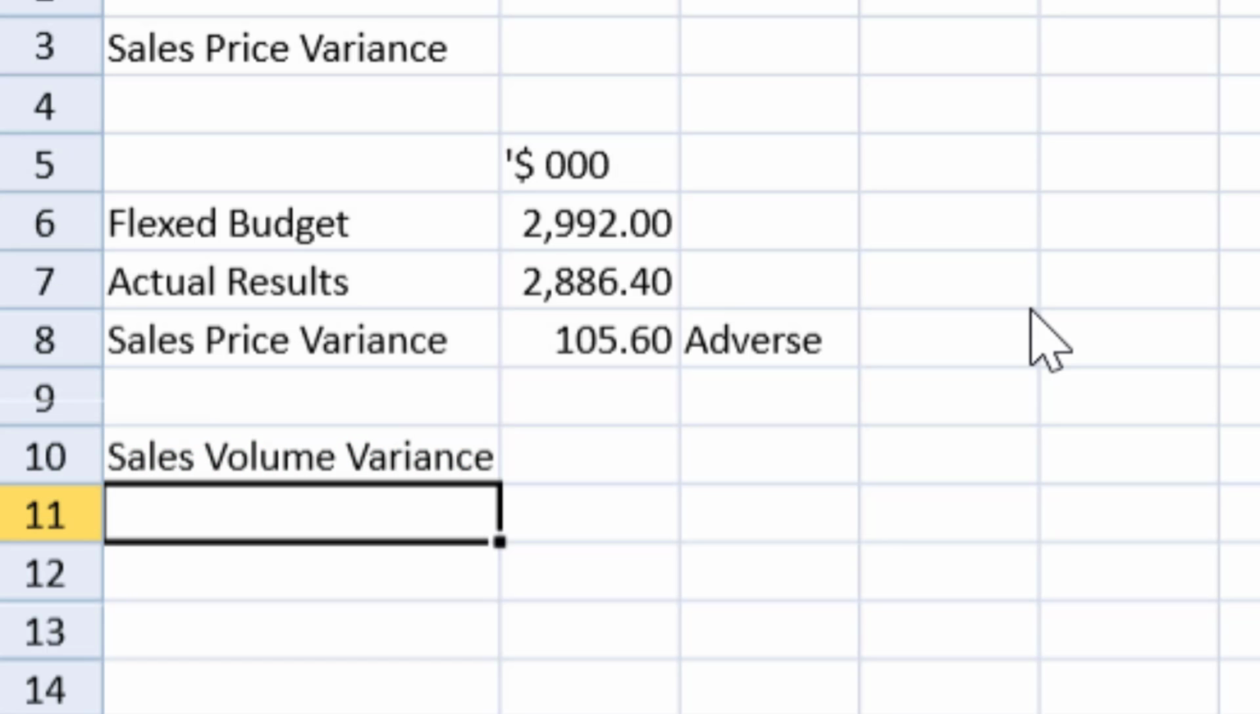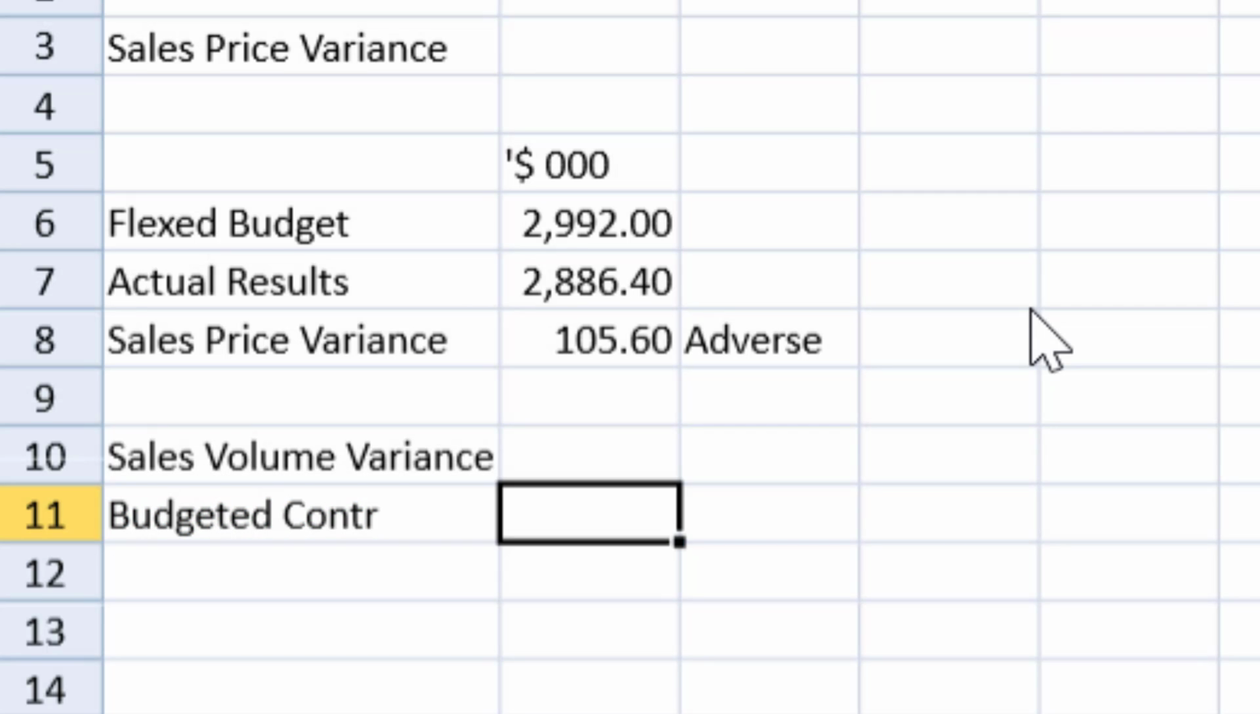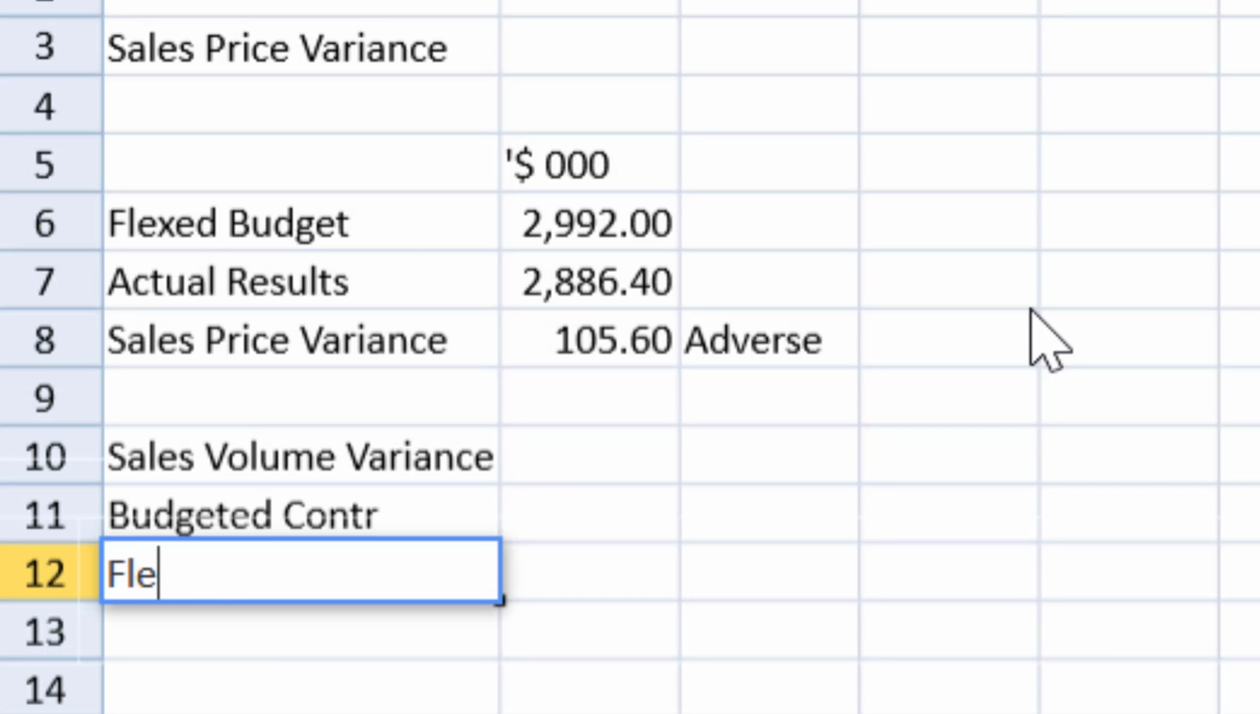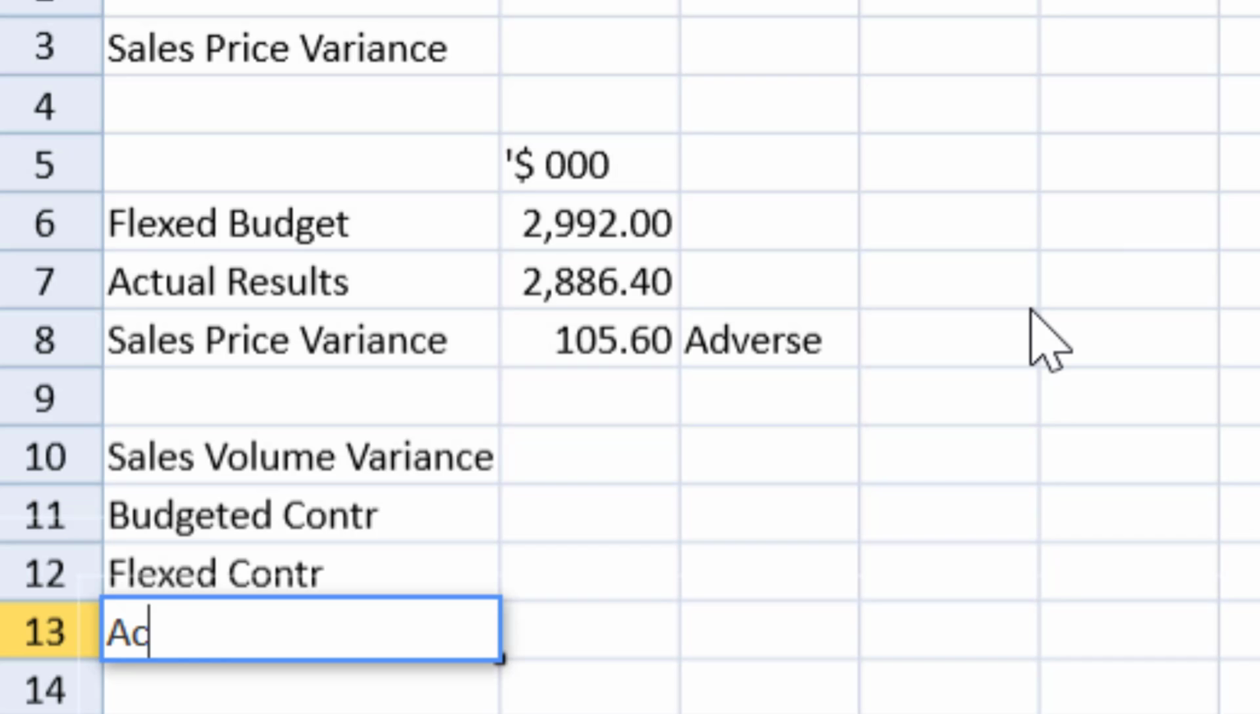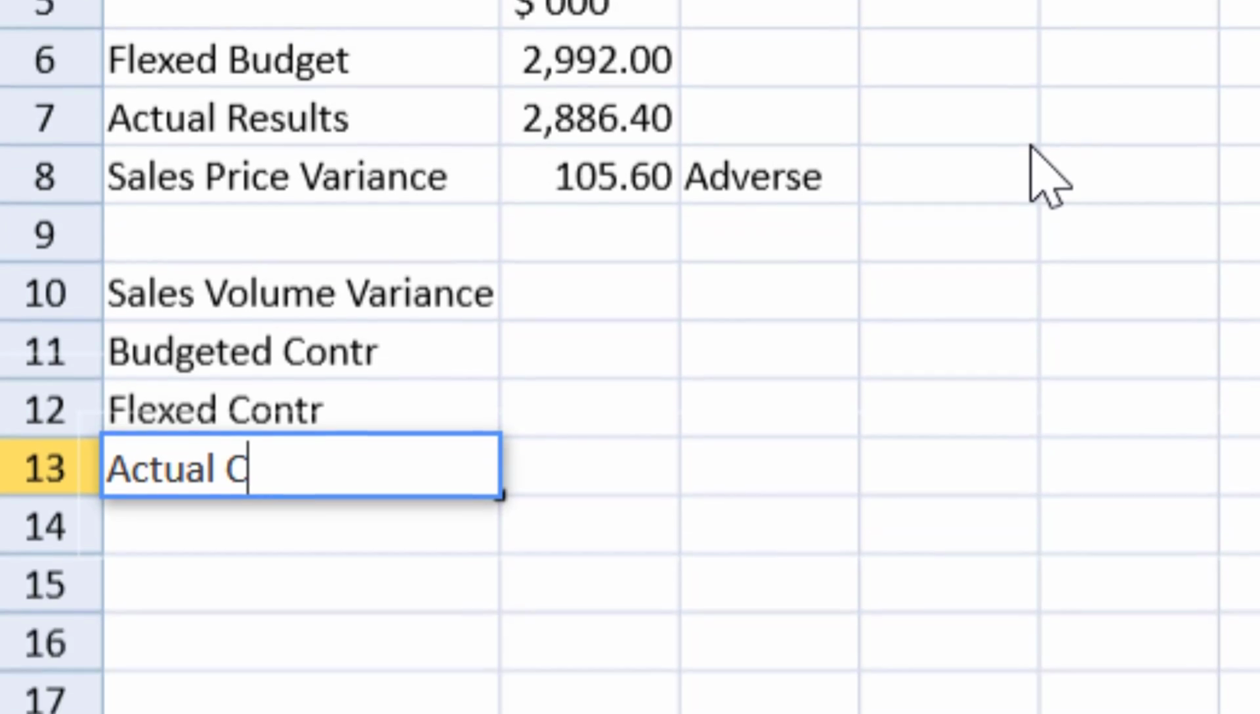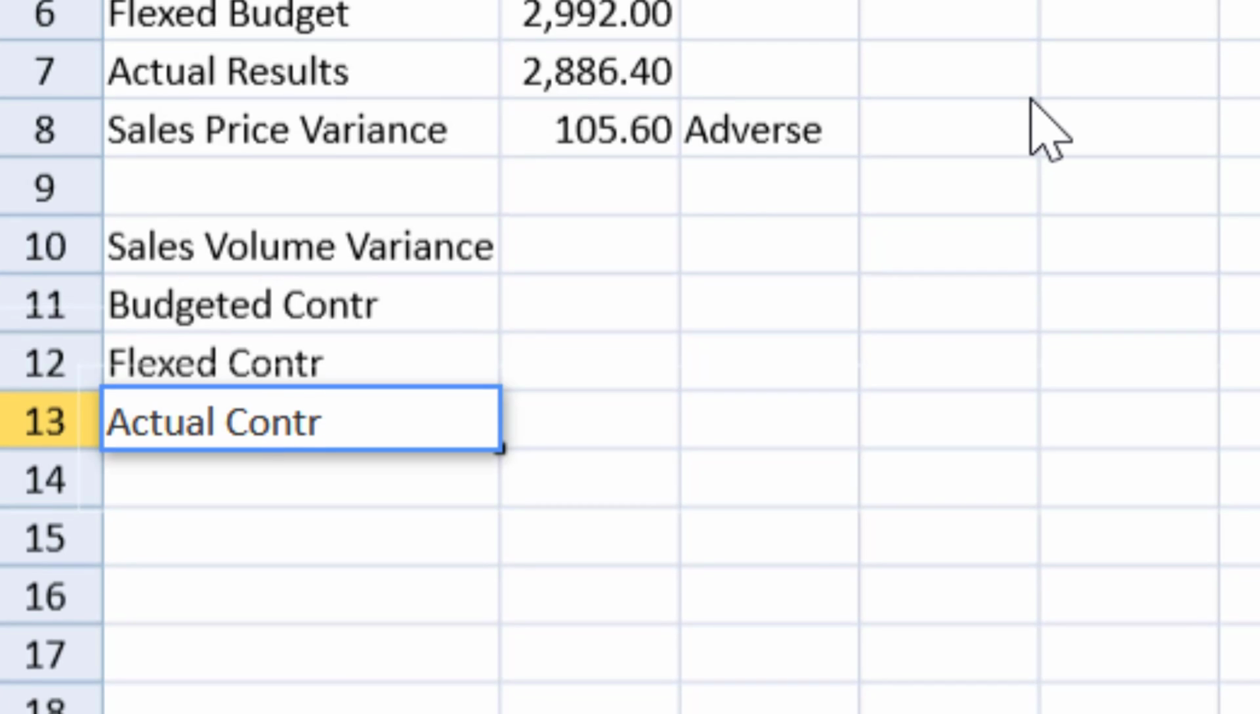Here, I only care about the impact on profit of selling fewer units. So I'm going to work here with budgeted contribution. Then we could go to flexed contribution. And we could put an actual contribution here. In theory, we could. We don't even have that information in this question.